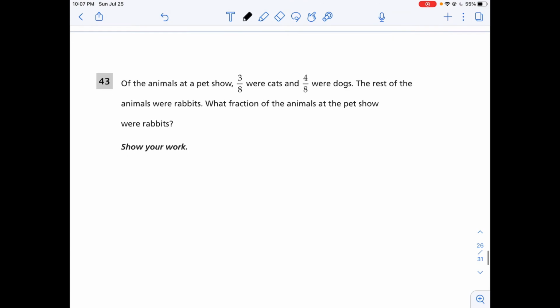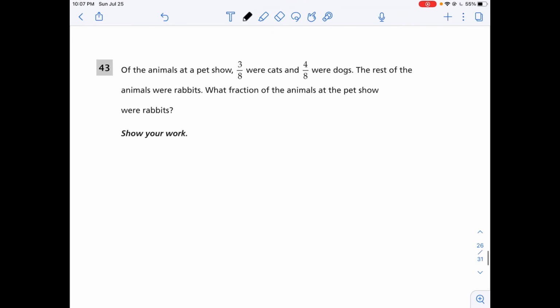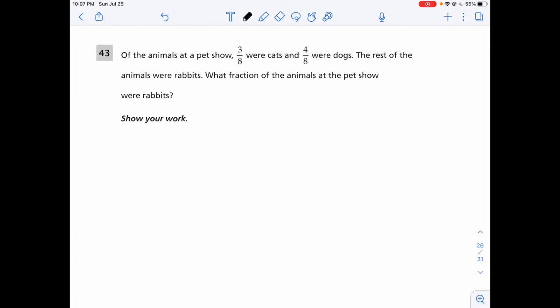Okay, question 43. Of the animals at a pet show, 3/8 were cats and 4/8 were dogs. The rest of the animals were rabbits. What fraction of the animals at the pet show were rabbits? Show your work. So we know that 3/8 were cats. We know that 4/8 were dogs. And we know that the rest were rabbits. I'm going to put R for rabbits.